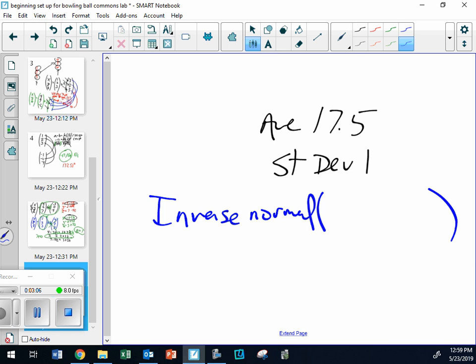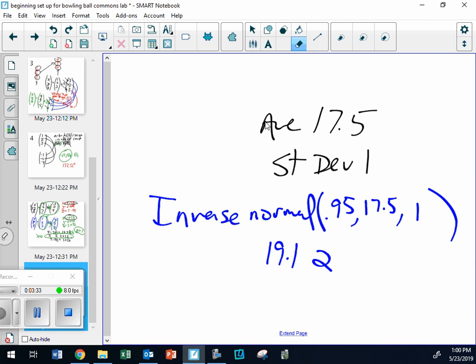Inverse normal. And you start with saying the percent this time. Instead of them telling you the percent, you tell it the percent. And then what else do you have to tell it? The average, which was 17.5, and the standard deviation, which was 1. And what does it tell you? What score you needed to be in the 95th percentile, which would be what, sir? Ooh, it's 19.1, and I like the way you're saying this, though.